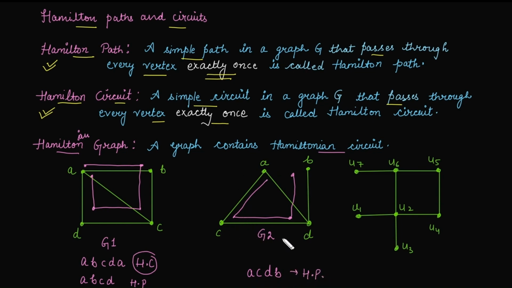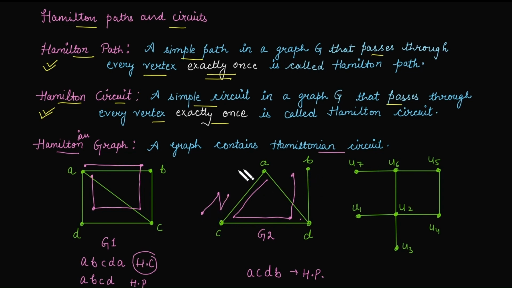Now let's find whether this graph possesses a Hamilton circuit. From this vertex B, can you move to the vertex A directly? Right now we cannot do that. Let's try to find another way. If you start from vertex C, then C to A, then A to D, then D to B. Again, we cannot come back to C.